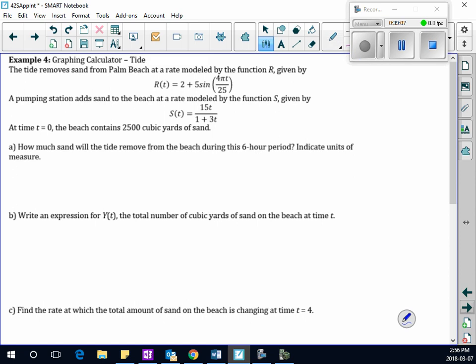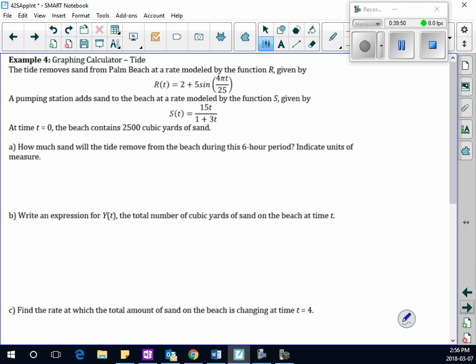So we have a tide here. The tide removes sand from Palm Beach at a rate modeled by this function R. The pumping station adds sand to the beach at this rate. So does everybody know what's happening? Sand's going out, sand's coming in. And at some point, at time t0, the beach contained 2,500. So they're giving you an initial value. So how much sand will the tide remove from the beach during a 6-hour period? Okay.